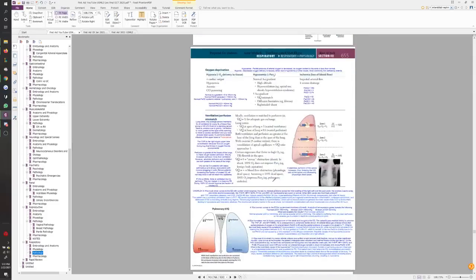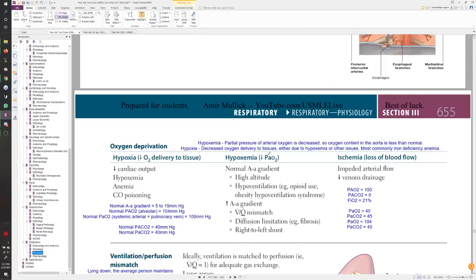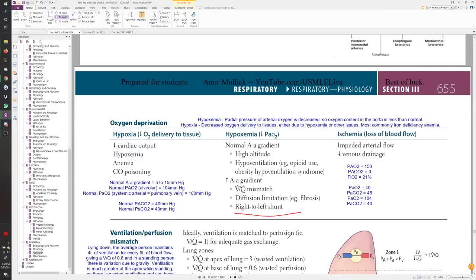But if you get to right here, you can see they have it, right to left shunt. So when people see this right to left shunt, very few people truly understand what that means in terms of respiratory. We all know what a right to left or a left to right shunt is in the heart, and we have the mnemonic for VSD, ASD, PDA: those are the left to right, so late. And then the right to left ones were the 1, 2, 3, 4, 5 things, right?